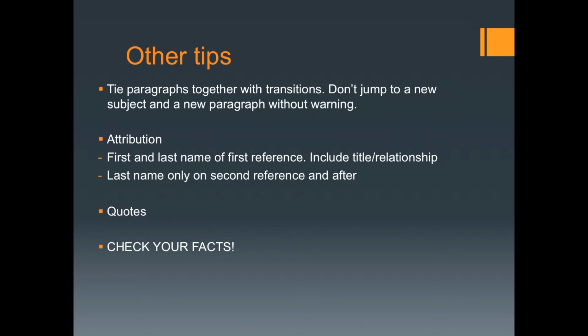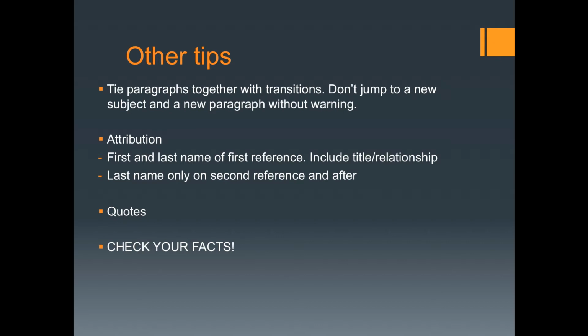A few other tips. You want to tie paragraphs together with transitions. Don't jump to a new subject and a new paragraph without warning to the reader. I said earlier that news articles have sentences that are almost like bullet points. And I say almost because while the sentences are very direct and focus on one point, they still need to logically flow from one thought to the next. And so you want to transition in your story from one sentence to another and from one paragraph to another.